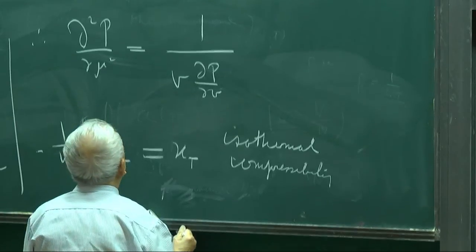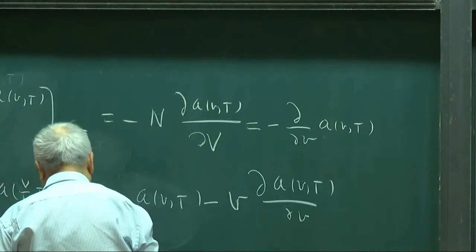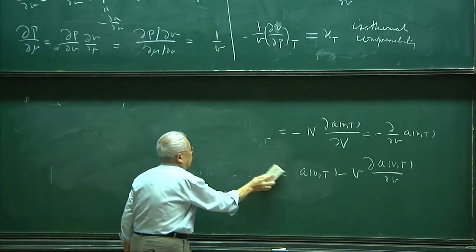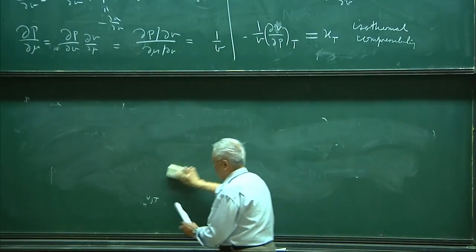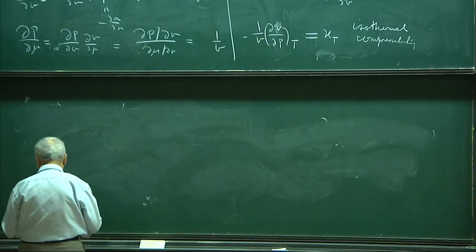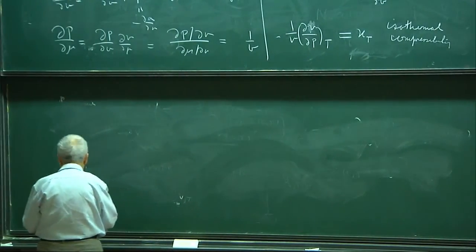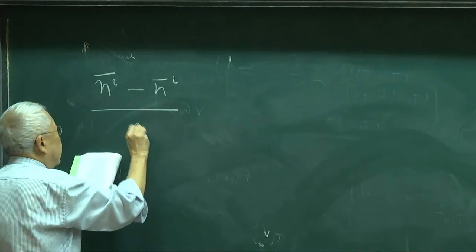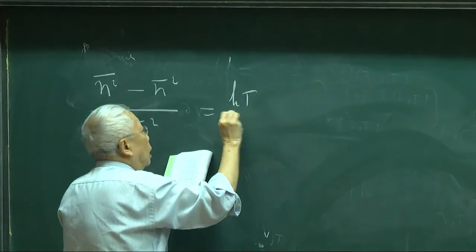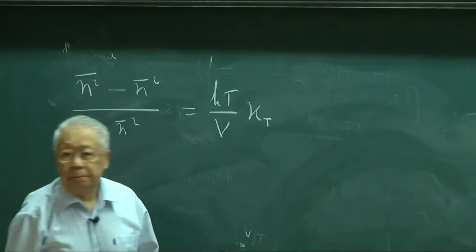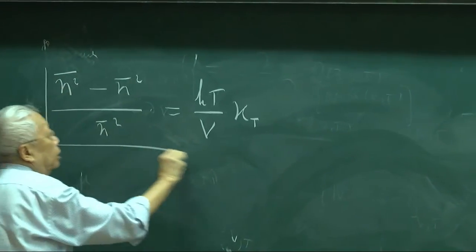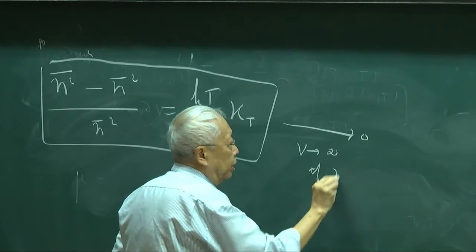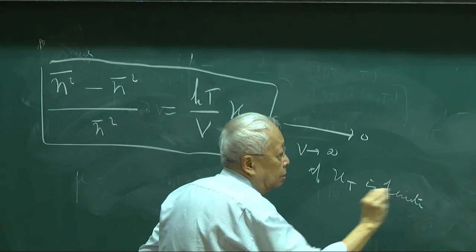So here we just have that thing in all of it. Therefore, our result, putting everything together, is the final result. It says that the fractional fluctuation, n squared average minus n average squared, is equal to kT over V times this isothermal compressibility. And that's measurable. It's usually finite. And therefore, this approaches 0 when V goes to infinity, if κT is finite.